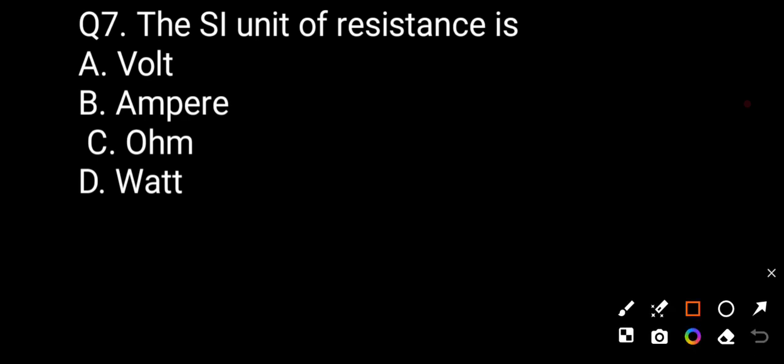Now question number 7. The SI unit of the resistance is option A volt, option B ampere, option C ohm, option D watt. Correct answer will be ohm. The SI unit of the resistance is ohm.